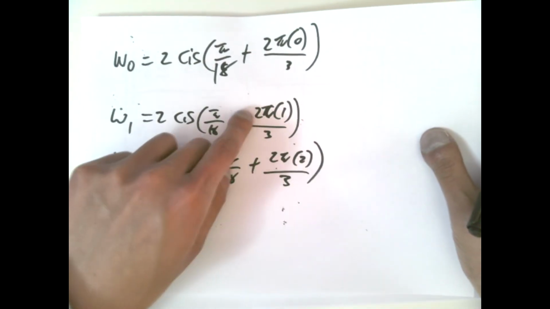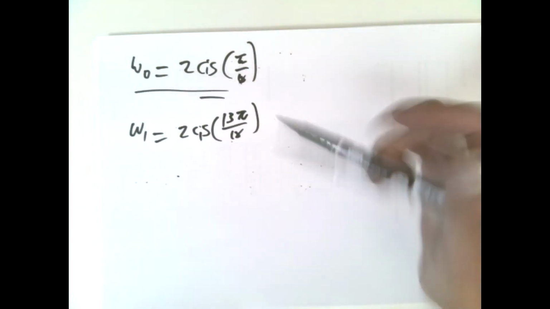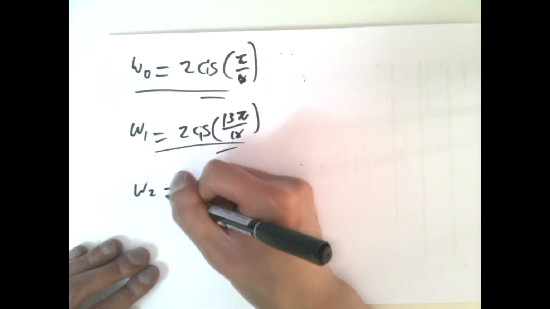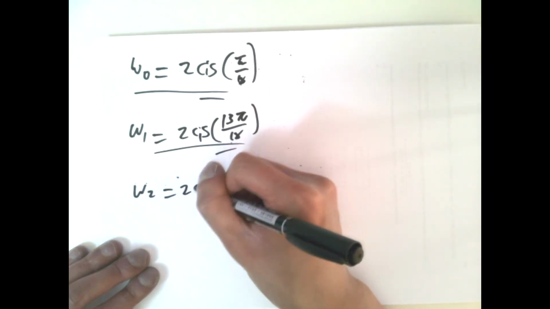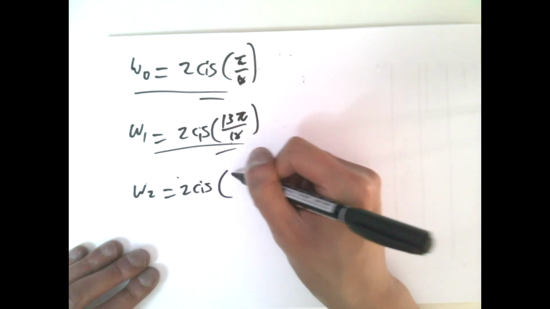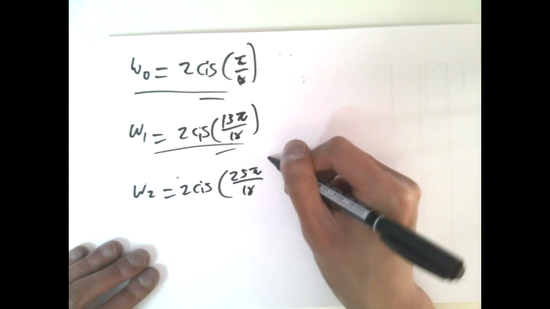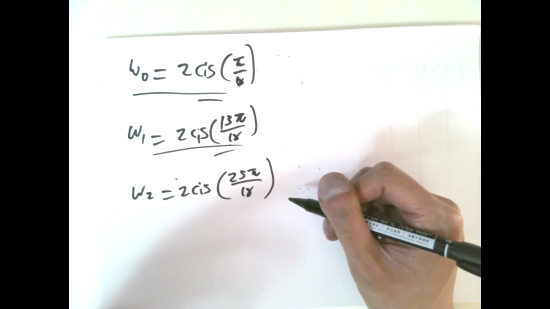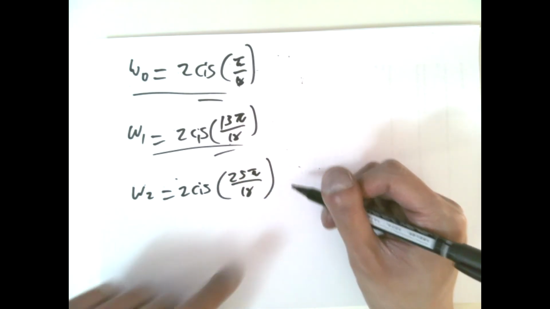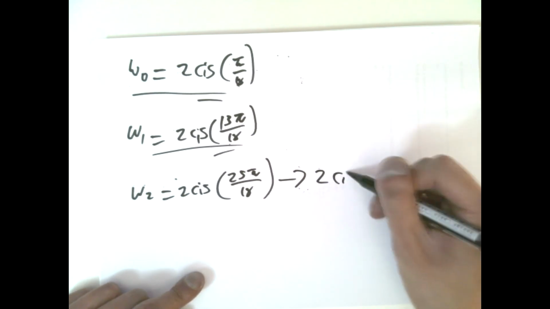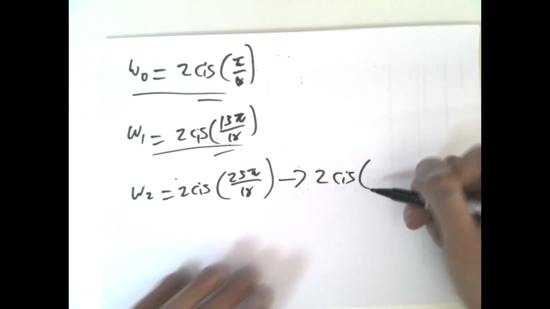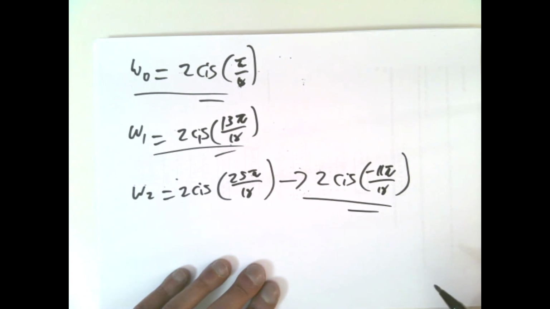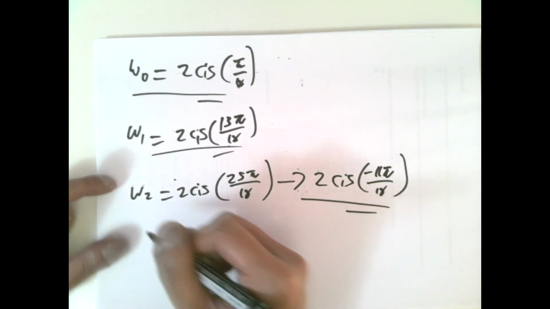Because 13 on 18 is 1 on 18 plus 2 on 3. And we're still in the principal domain, so we're fine. But we're no longer in the principal domain, so we need to add and subtract multiples of 2 pi. In this case, we're going to subtract 2 pi from 25 on 18 to become, and there you have it, the 3 roots omega 0, omega 1, omega 2.